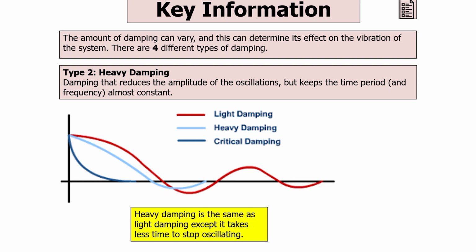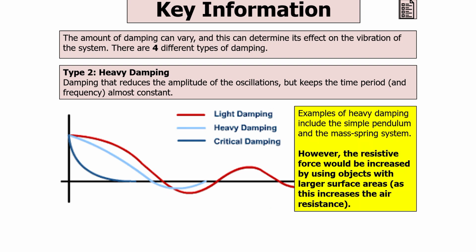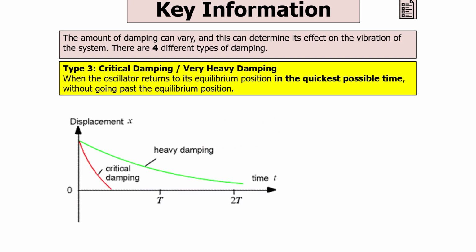Heavy dampening is the same as light dampening, except it takes less time to stop oscillating. So it is the same as light dampening, except the reduction in amplitude is greater. Now examples of heavy dampening include the simple pendulum and the mass spring system. However, the resistive forces will be increased by using objects with larger surface areas, as this would increase their air resistance.